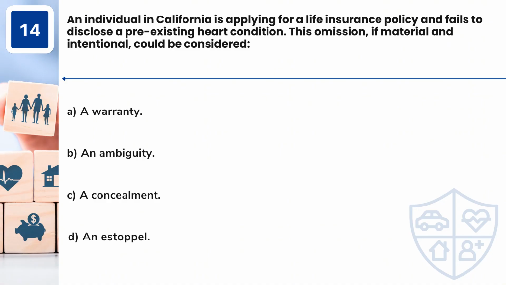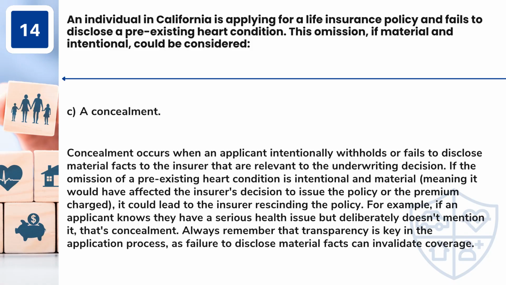Question 14. An individual in California is applying for a life insurance policy and fails to disclose a pre-existing heart condition. This omission, if material and intentional, could be considered A. A warranty. B. An ambiguity. C. A concealment. D. An estoppel. Answer: C. A concealment.